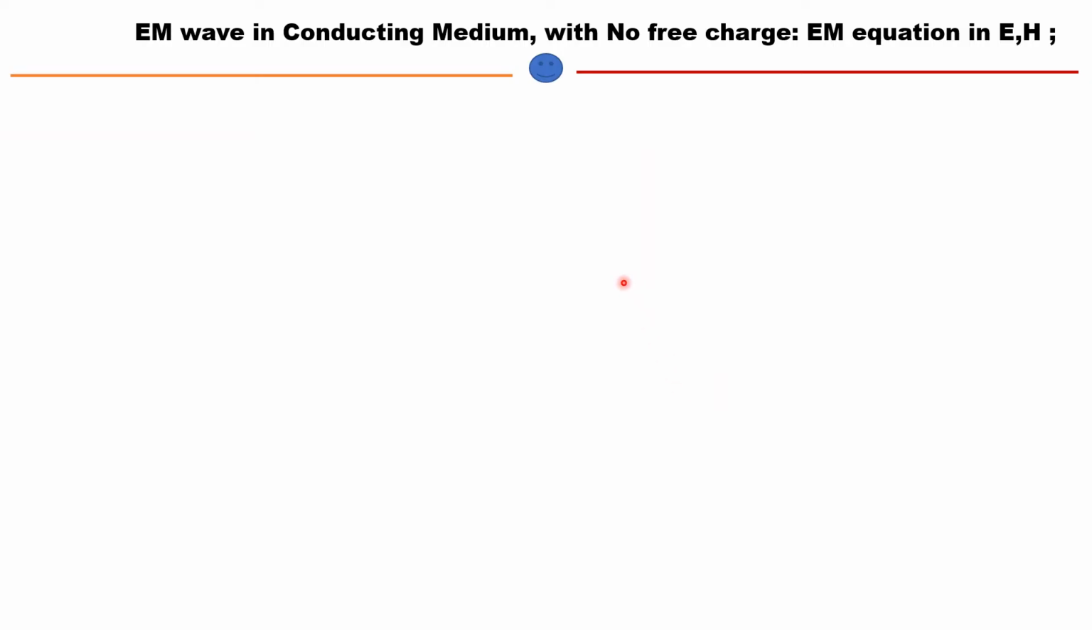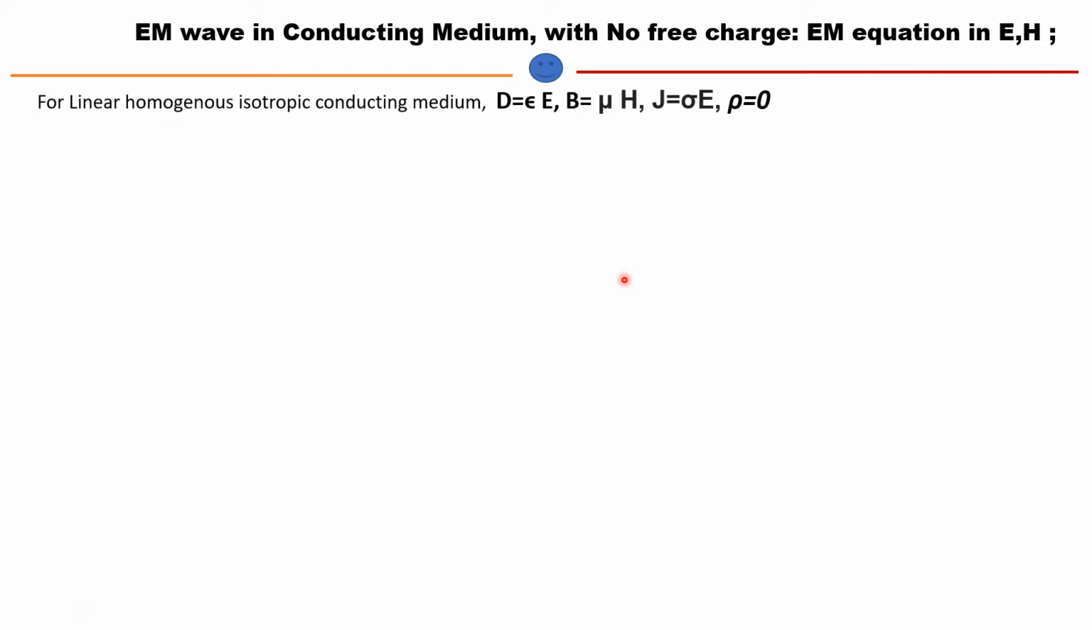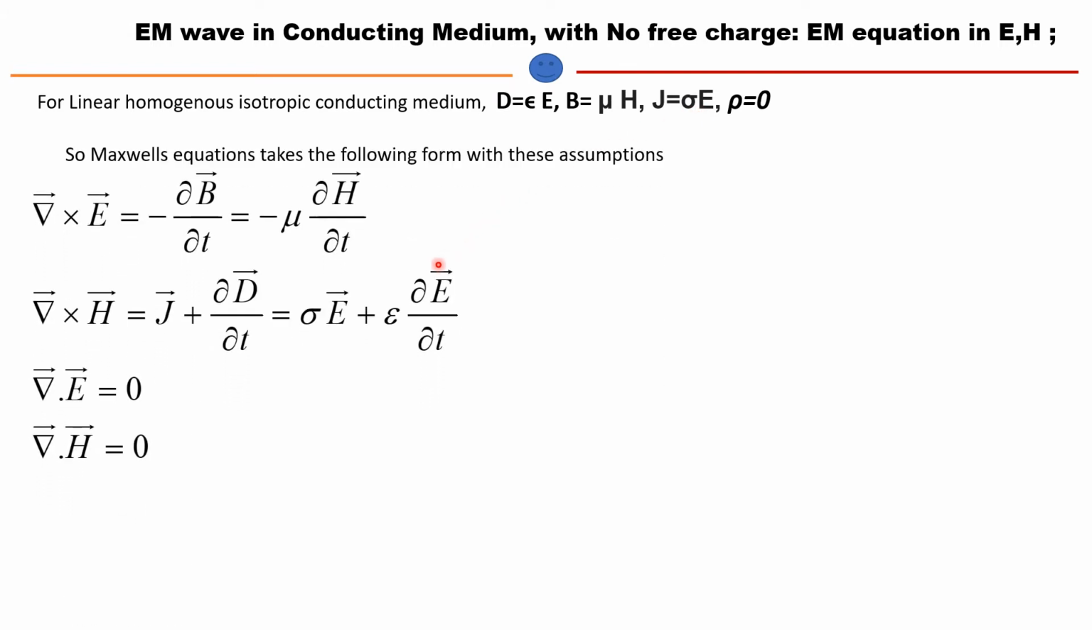We'll first show the electromagnetic wave in conducting medium with no free charge. That means rho is equal to 0. The previous description is the same: D is proportional to electric field, magnetic flux density is proportional to H, and J is equal to sigma times electric field, which is Ohm's law. I'll now show the four Maxwell's equations.